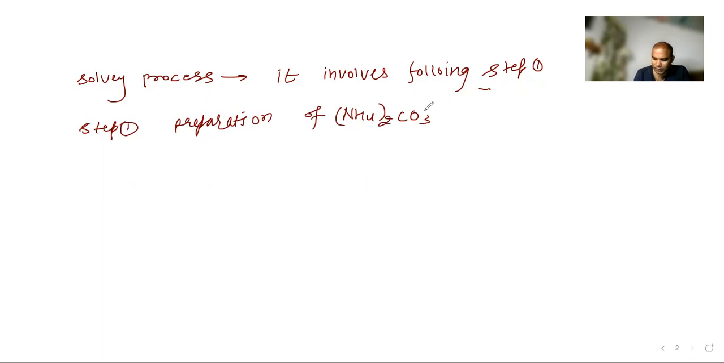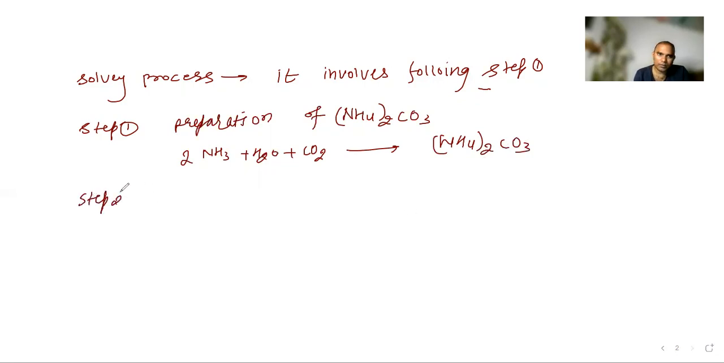Now step number two, how you are going to prepare it, let us write the equation. It is NH3, then you take H2O and then you pass carbon dioxide. Two molecules you can take. So it directly gives (NH4)2CO3. This is forming.